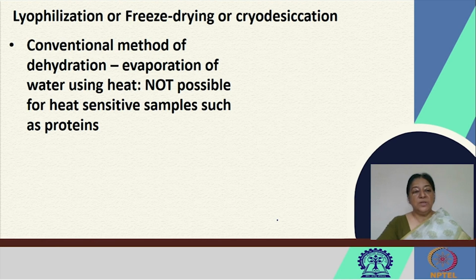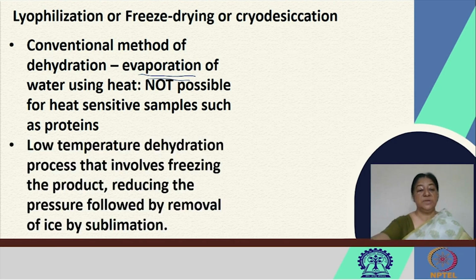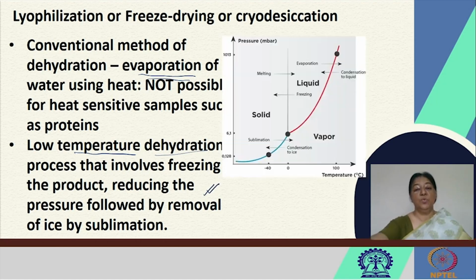Now, the conventional method of dehydration uses evaporation, a technique which we cannot use for any heat-sensitive sample, such as proteins. So, in this case, the concept is that we use low temperature dehydration. That involves a reduction of the pressure, which essentially reduces the boiling point of water, and then we can remove the water at this low boiling point.